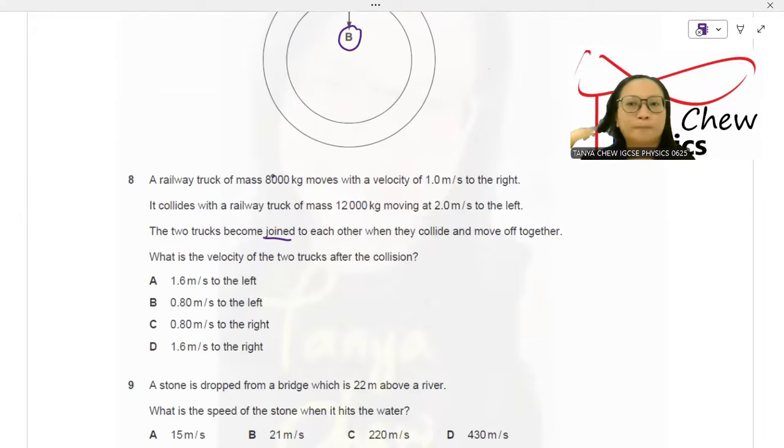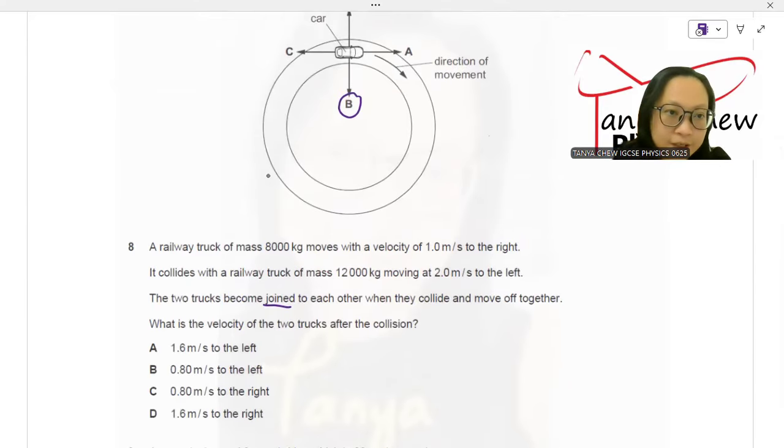If there are two objects involved in a collision, you can use the principle of conservation of momentum. Principle of conservation of momentum states that the total momentum before the collision must be equal to the total momentum after the collision. I'm going to draw a diagram so that you can see it clearer.